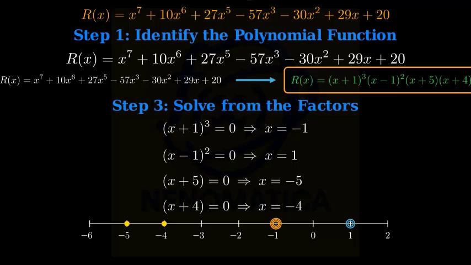Final answer. The zeros of r of x are negative 5, negative 4, negative 1, and 1. Note that negative 1 has multiplicity 3, and 1 has multiplicity 2. Tip: multiplicity greater than 1 means the graph touches or flattens at that root.